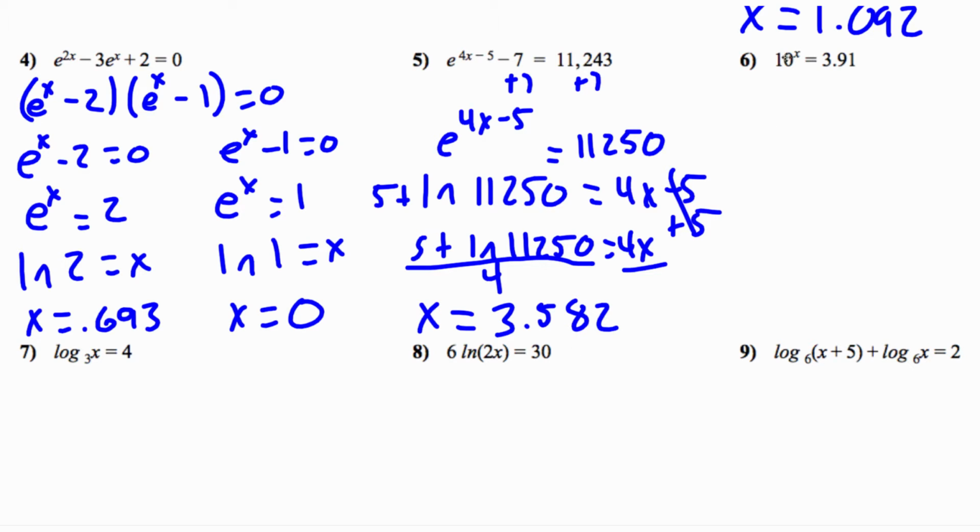On number 6, we've got a base of 10 for the exponential, so we're going to use a base 10 logarithm to evaluate this. So log base 10 of 3.91 equals x. And if we type this one into our calculator, we should get x equals 0.592 for that one.